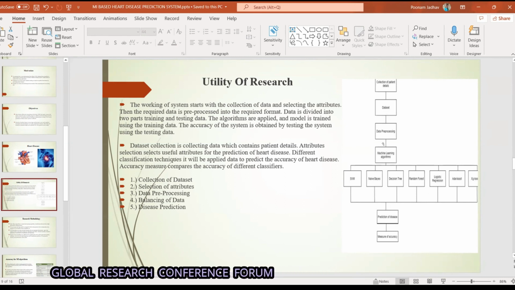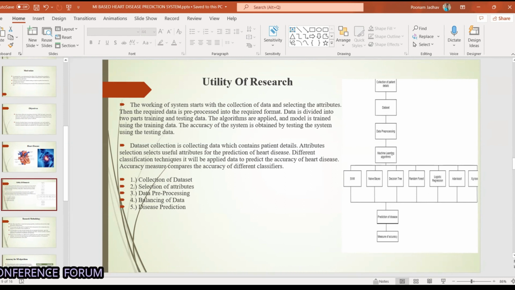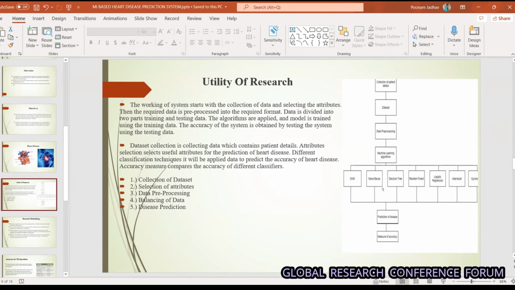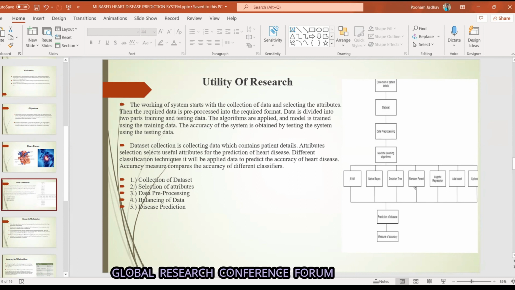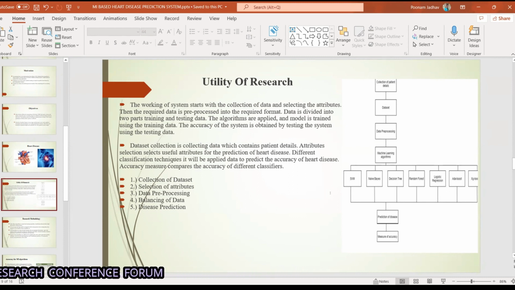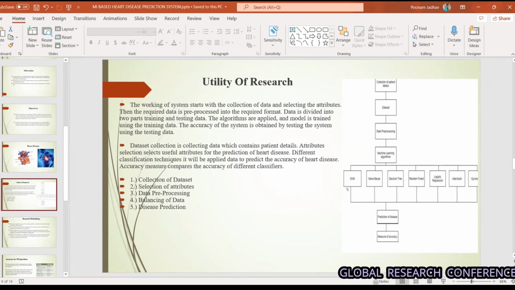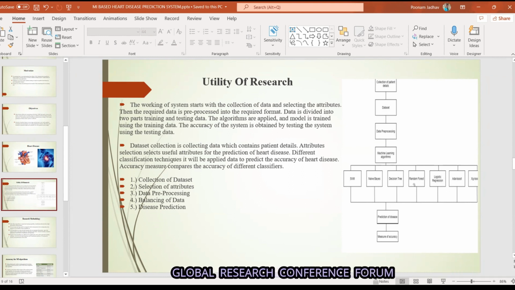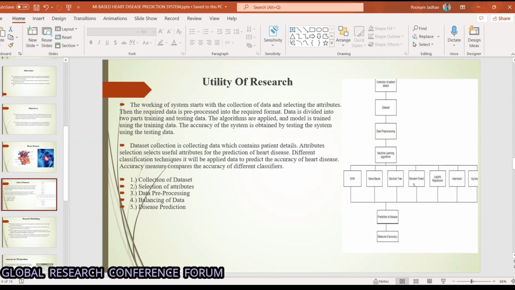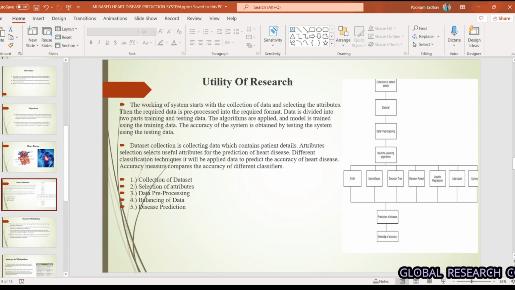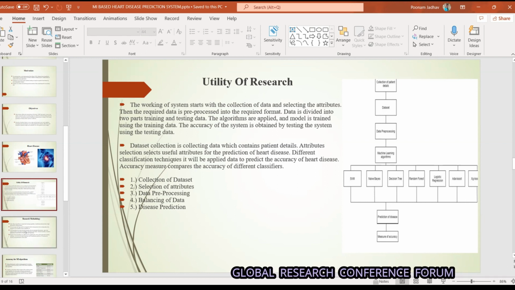After the data processing, we apply different machine learning algorithms: SVM, Naive Bayes, decision tree, and random forest algorithm. They give the efficiency and accuracy of the disease prediction. With the random forest method, we are getting an efficiency of 90% in diagnosis of heart disease. So this is the prediction of the heart disease system and the measure of its accuracy.